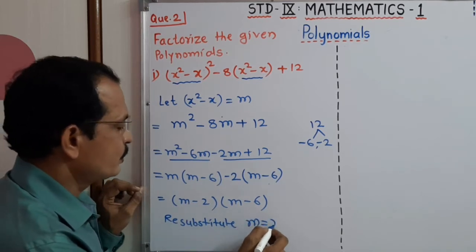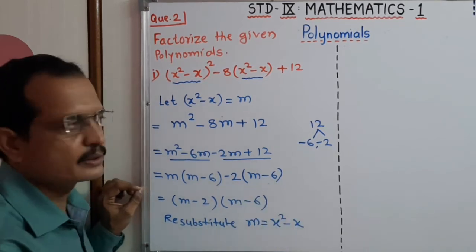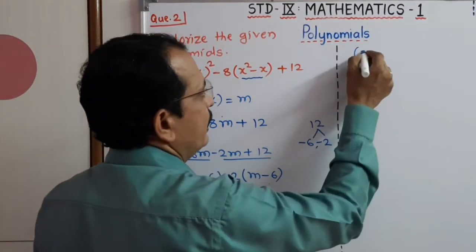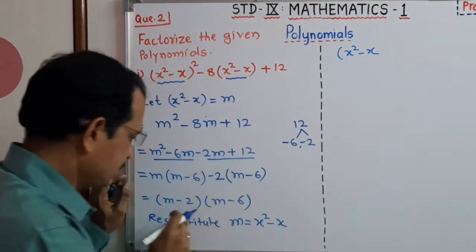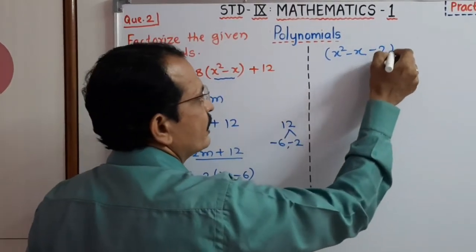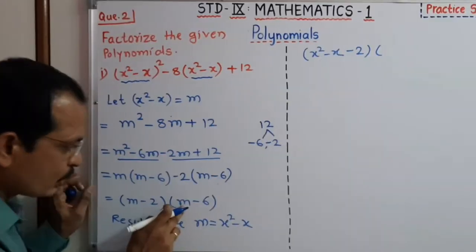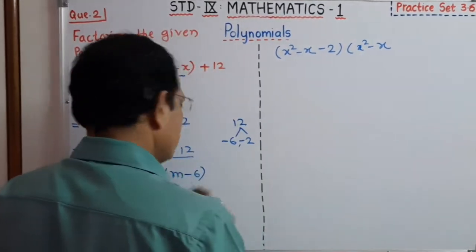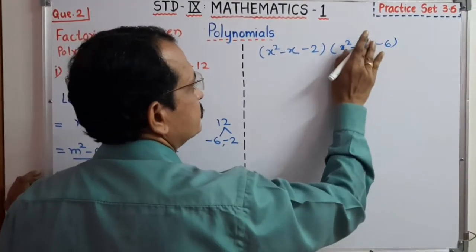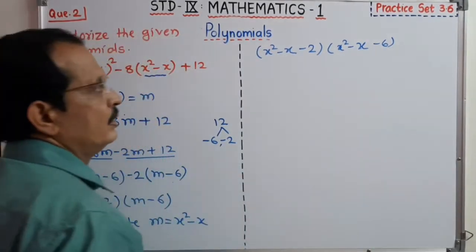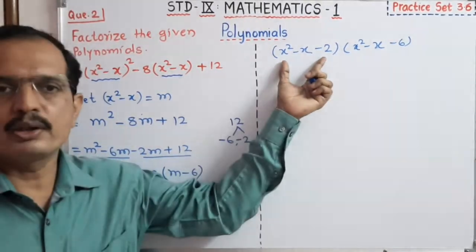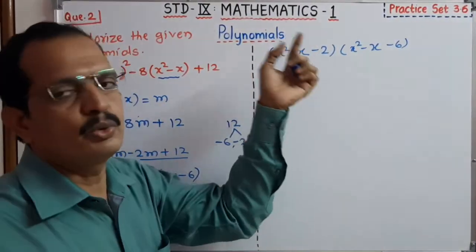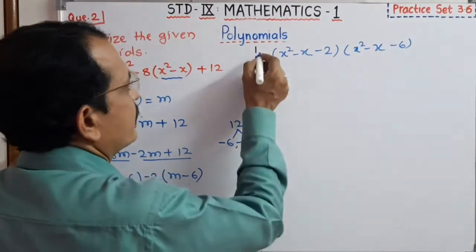M is equal to x square minus x. Therefore, instead of this m, now we have to write x square minus x minus 2, and in another bracket, instead of this m, we write x square minus x minus 6. Now see, again we got a quadratic polynomial. Again we have to solve them. We have to factorize them.